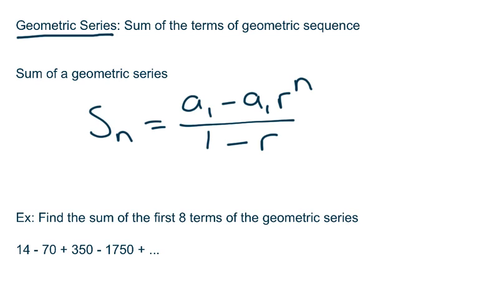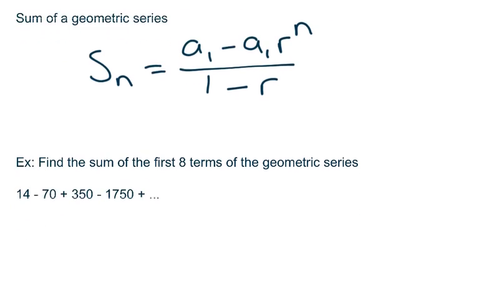That is your formula for the sum of a geometric series. S sub n is equal to a sub 1 minus a sub 1 r to the n, all over 1 minus r. So I've got one example here for you. Find the sum of the first 8 terms of the geometric series.